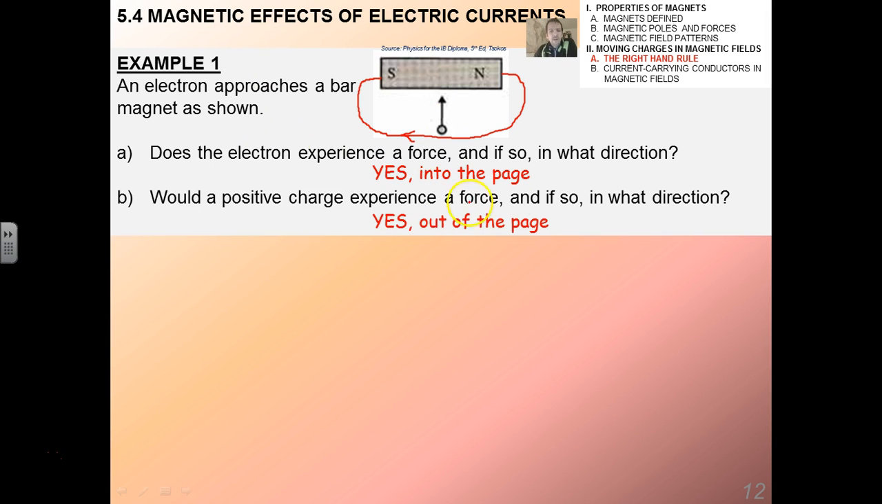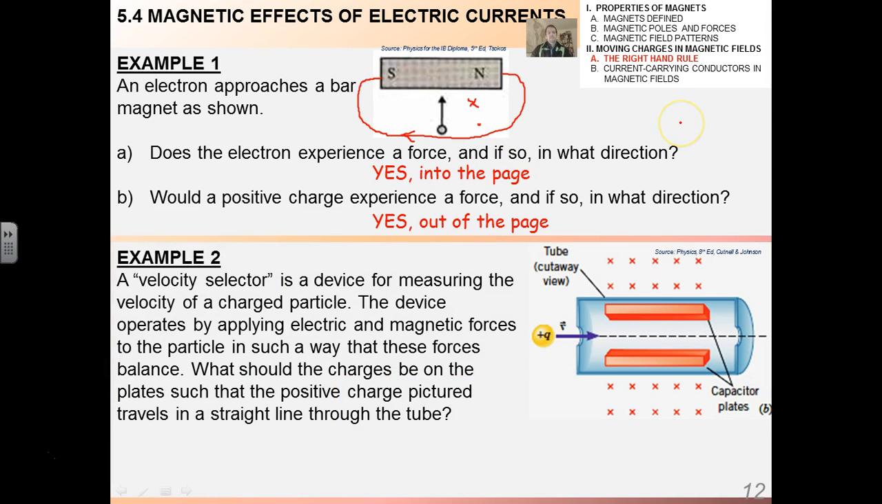And for part A, we'd show the force by an X, and for part B, we'd show it by a dot, okay? That's how we would do that three-dimensionally. Okay, example 2.